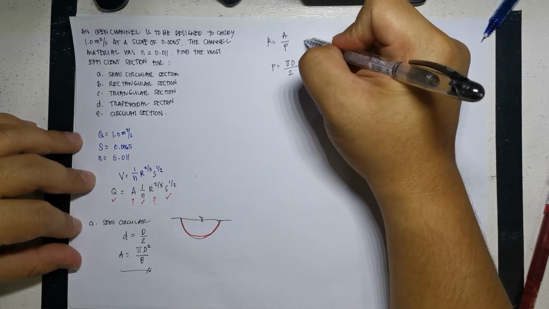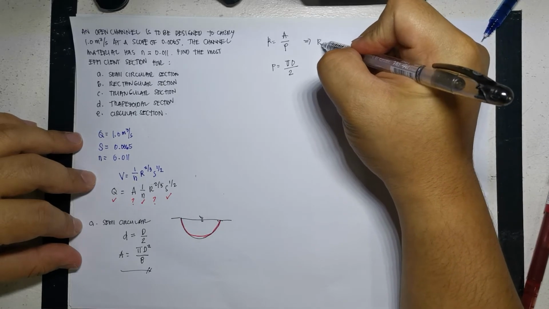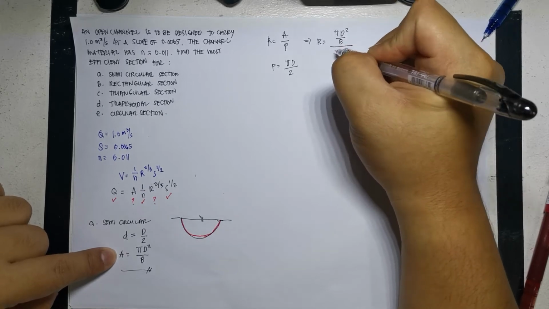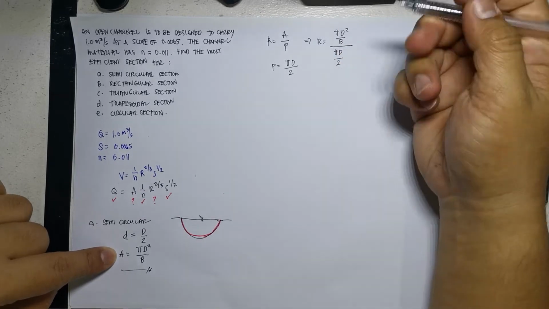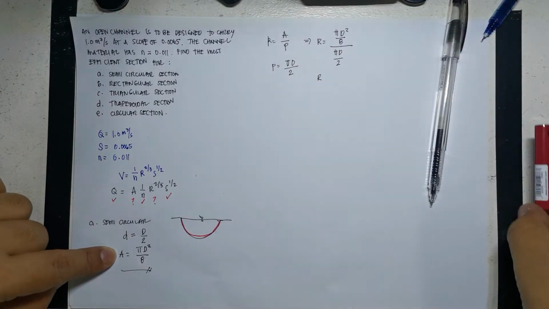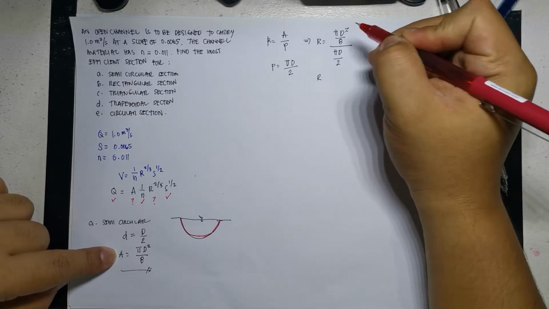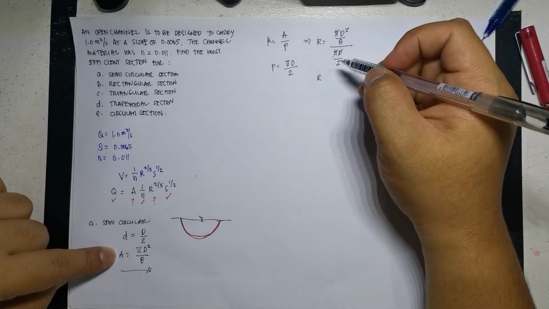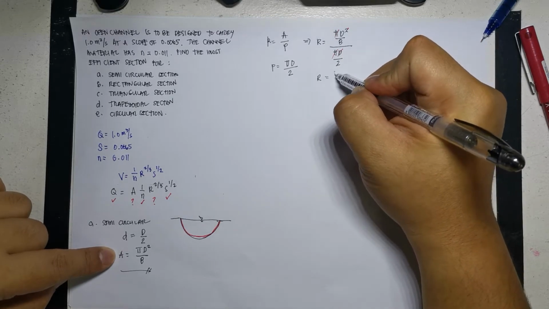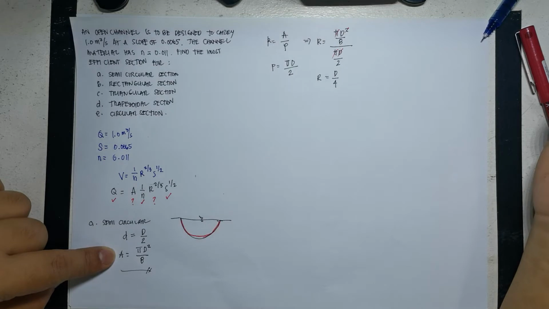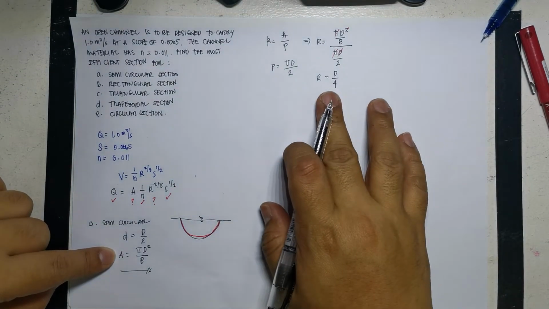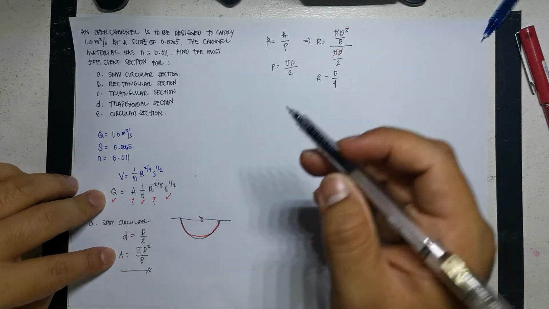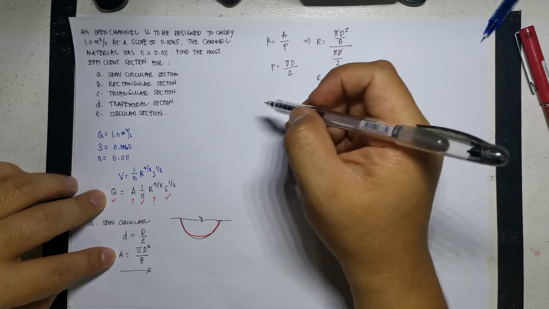So ito na yung expression natin for P. So pag sinubstitute na natin, we will have R is equal to A, pi d squared over 8 divided by pi d over 2. So kapag simplify natin yan, may mga makakancel tayo dito. Tatanggalin natin yung isang d, matatanggal natin si pi. So that what will remain is 2d over 8 or d over 4. Okay? So meron na tayong R, meron na tayong A. So pwede na natin i-solve si value ng D.